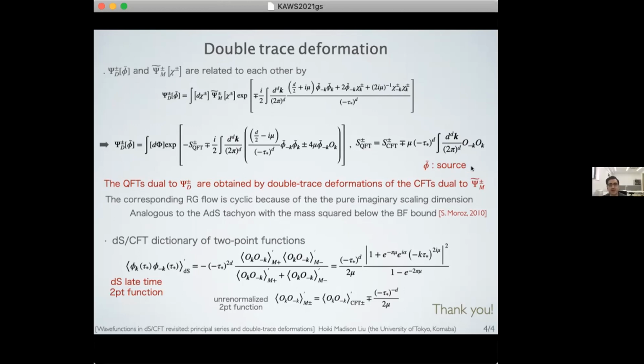Great, thank you very much, Hoiki. So we will move on to the next speaker, who is Tsinghua from the Hong Kong University of Science and Technology, and who will tell us about non-standard primordial clocks from induced mass in alternative to inflation scenarios.